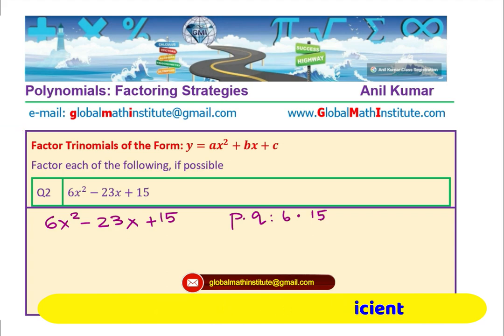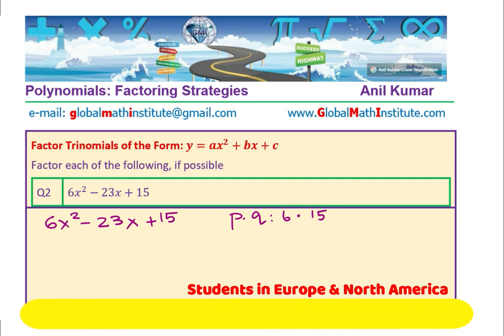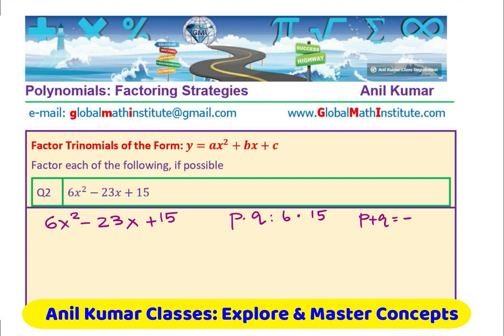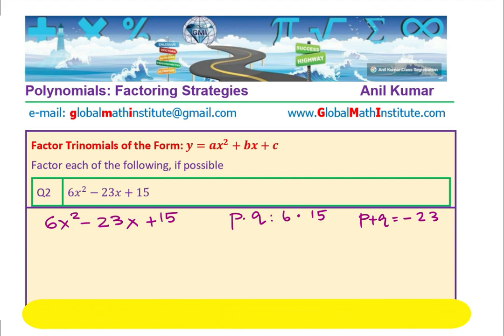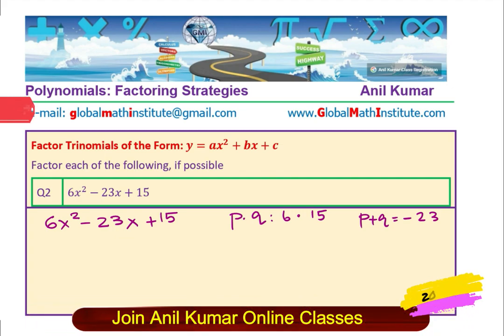That is 90. Now, you can get 90 in many different ways. How do we get minus 23? Now, to get minus 23 and product as positive, we want the sum as equal to minus 23. Negative sum means both the numbers should be negative, because if you multiply two negative numbers, only then you get a positive number.